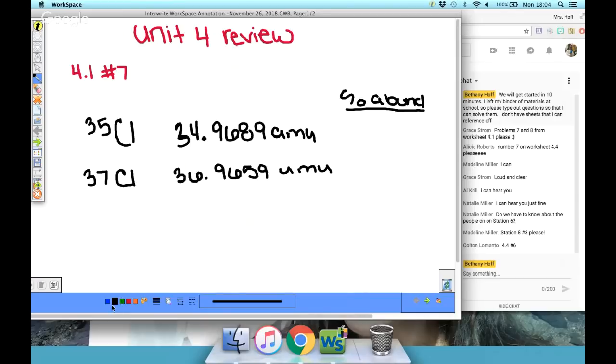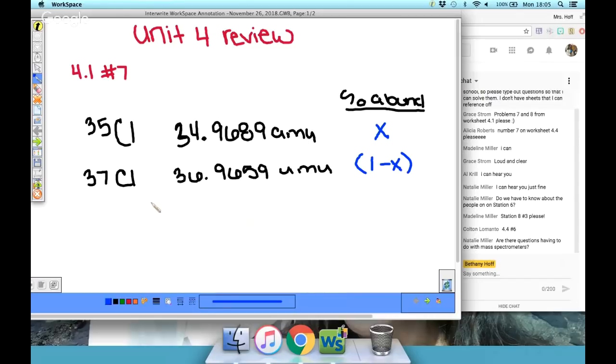What we want to do is designate one of these as X, so we're going to solve for X. Remember that since there are only 2 isotopes, the percent abundances need to add to 100%, or if we keep it in decimal form, they equal 1. So if this ends up being X, this is going to be 1 minus X when we plug it into our problem.